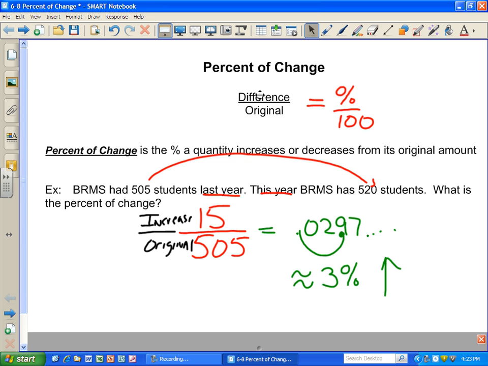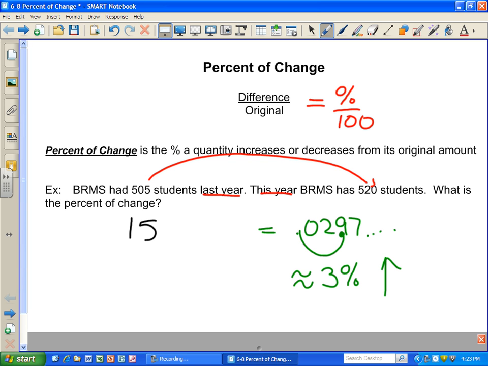And again, you could always set this up as a proportion. All right, so we could originally say 15 over 505 is equal to what percent out of 100. You could use a proportion. You don't have to. When it's a fraction, you can just divide it and then move the decimal.